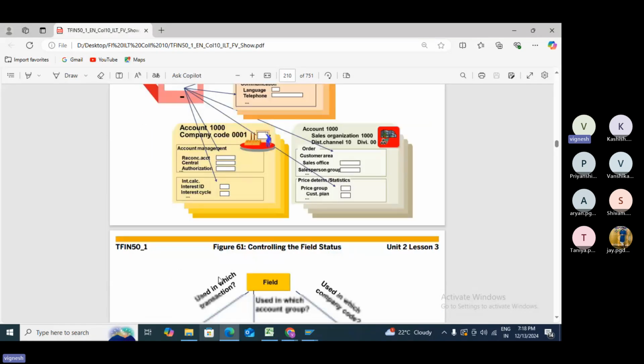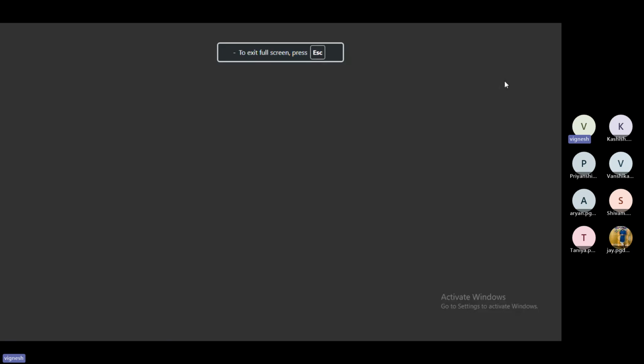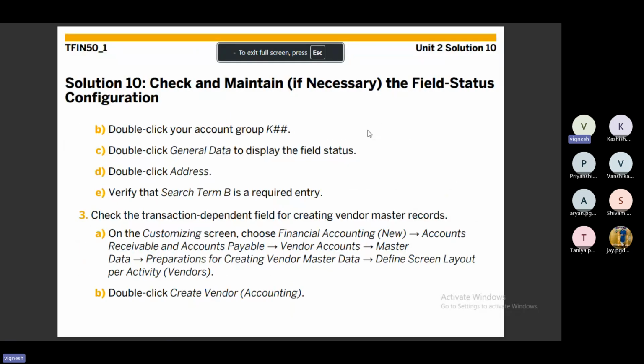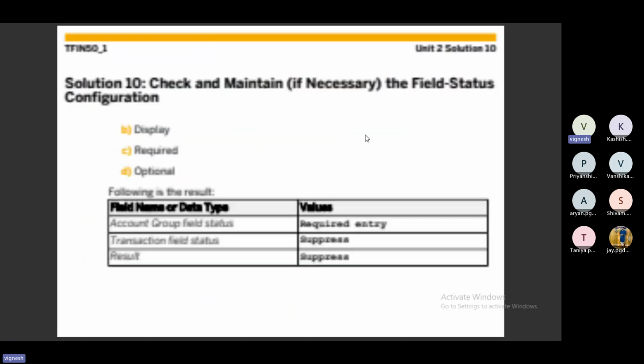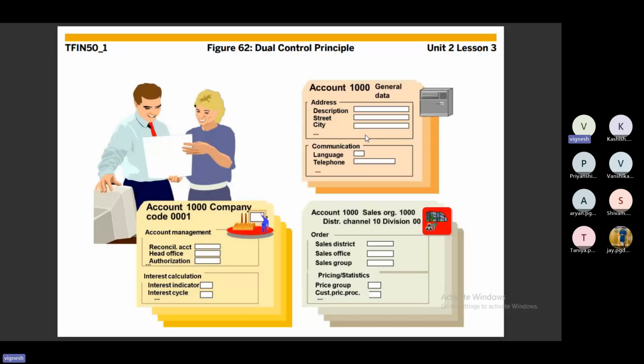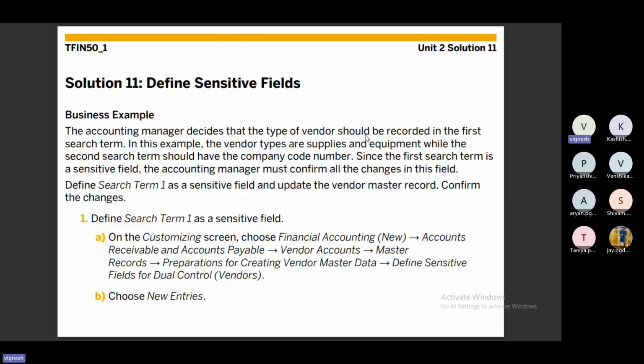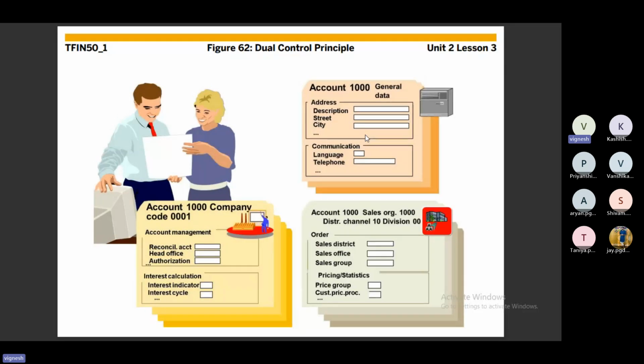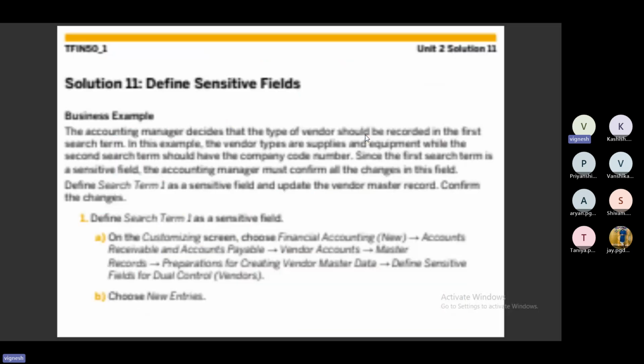This is the main thing, how the account groups are used in account-specific field status. All these settings come here. Now I'm going to the dual control principle. Dual control principle is nothing but one person will do the changes and another person will approve that. So for that we need to define the sensitive fields. Whatever changes you make to those fields will be approved by another person, then only it will work. This is called sensitive fields.